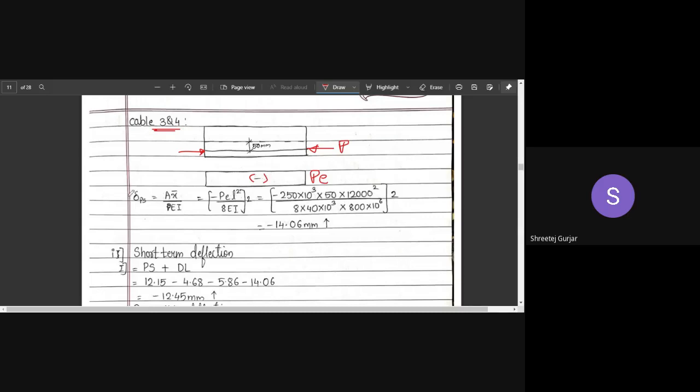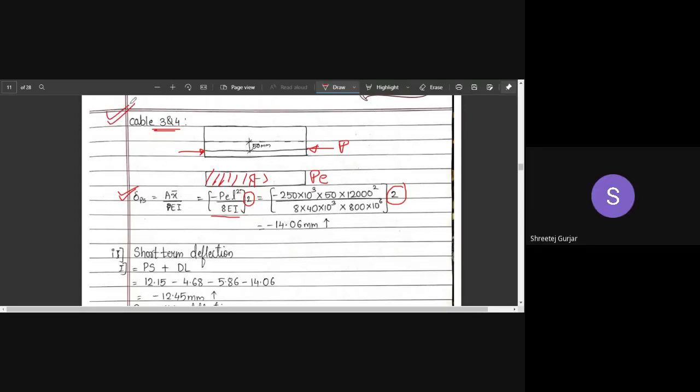Then the pre-stressing force is what? Half of this area multiplied by the centroidal distance from the support. So you substitute and you get, so why is this multiplied by 2? Can anyone tell me why it is multiplied by 2 over here? Sir, 2 cables. Right. 3 and 4. Correct observation.